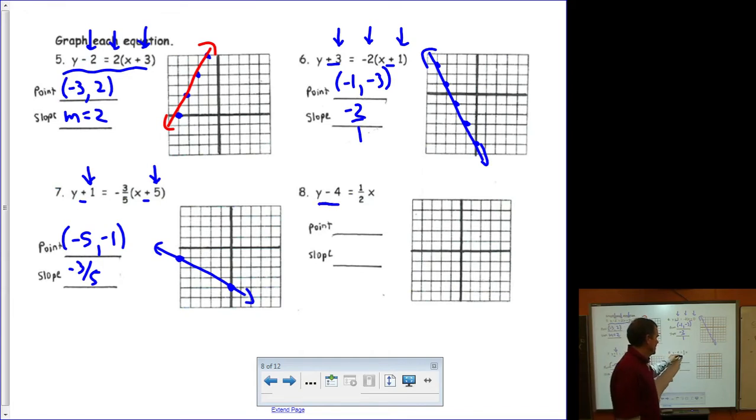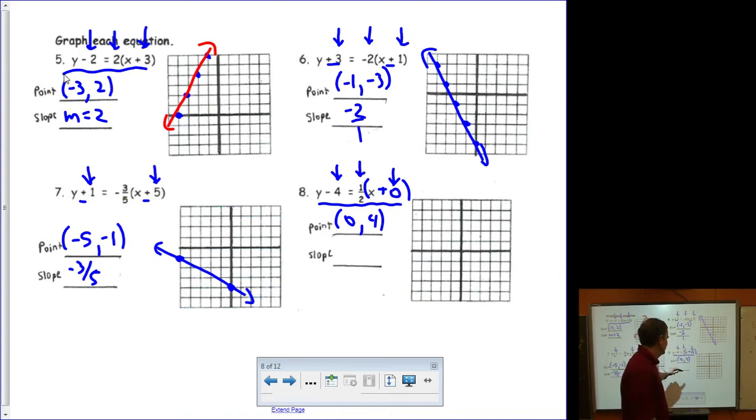Here I need to figure out the point that was used to write this equation in point-slope form. Well, those numbers are right here and right here. Now the fact that I have no number over here tells me that must have been a 0. This must have been 1/2 times x plus 0. So my point would be x equals 0, and then y equals the 4. And the slope, of course, is right here, which is 1/2.